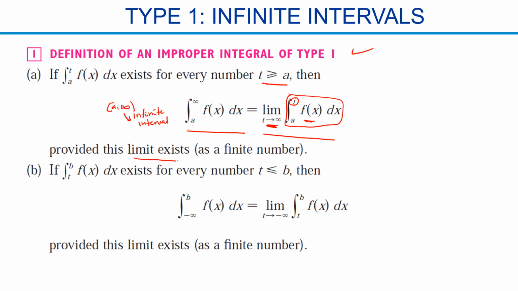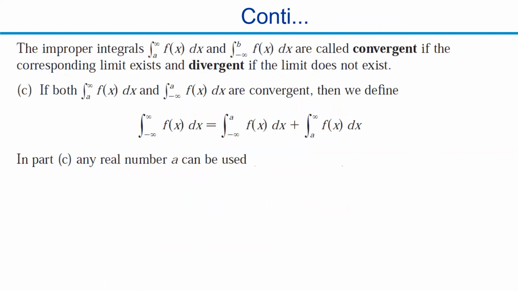If the limit exists, we say that the improper integral converges. I will explain it later on. Similarly, if the improper integral is of this type, from minus infinity, which is open, up to b, this is also an infinite interval. Then the integral from minus infinity to b of f of x dx is the same: you apply a limit where the infinity is replaced by t and t approaches minus infinity of the integral of f of x dx, provided that this limit exists as a finite number.